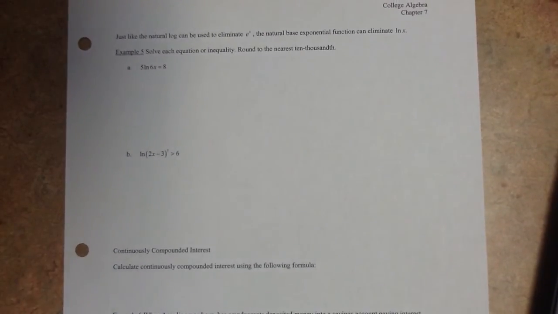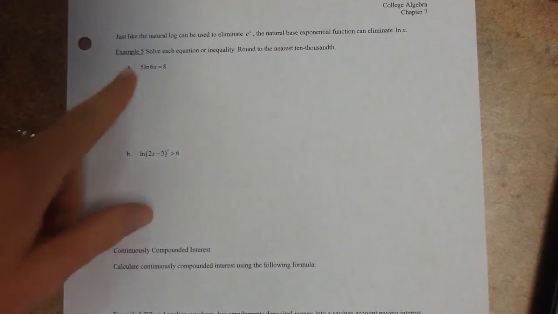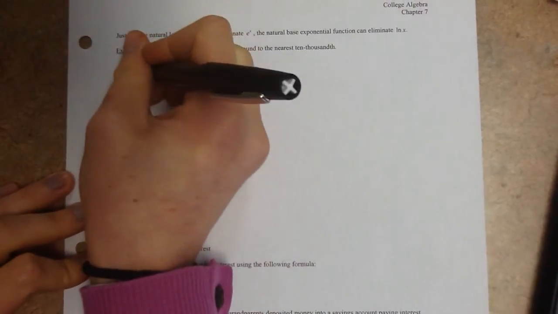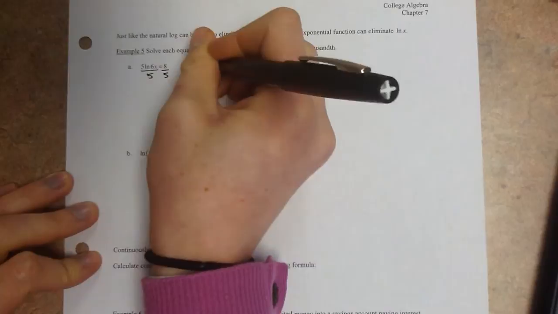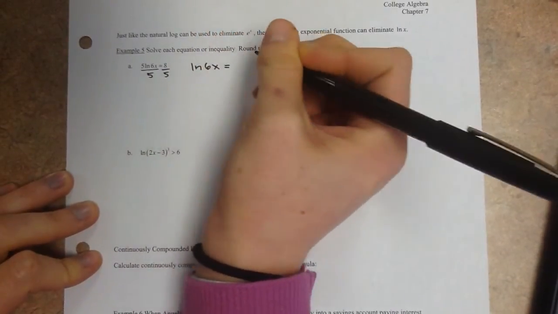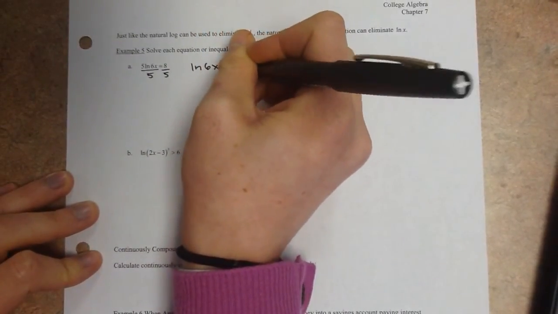So the way that we solved natural log functions before was by turning it into exponential form. So we did this on the front page as a little bit of practice. So you should be able to pretty quickly turn back and forth between logarithmic form and exponential form. Okay? With these, the first thing we're actually going to do though is clear out that 5. So divide both sides by 5. And we have the natural log of 6x equals 8 divided by 5.